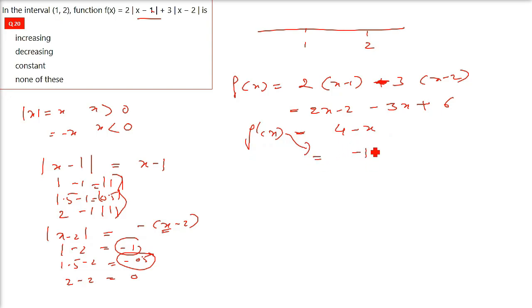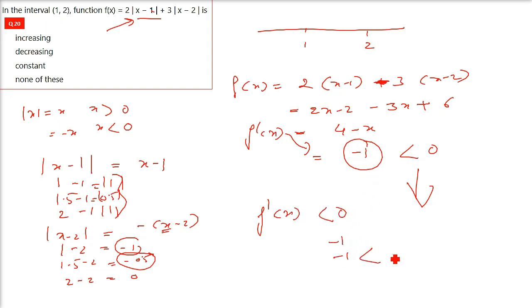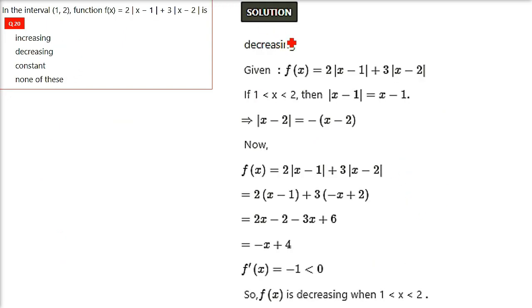It is going to be negative 1. F dash x is negative 1. Now this negative 1 is less than 0. Whatever you do, it is a constant. It will always be less than 0. That means this function, whatever you do, will always be decreasing. When f dash x is less than 0, it will always be decreasing. So this is the solution reference for you if you want to do it by yourself.